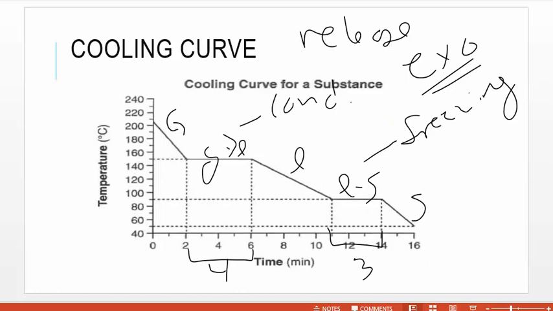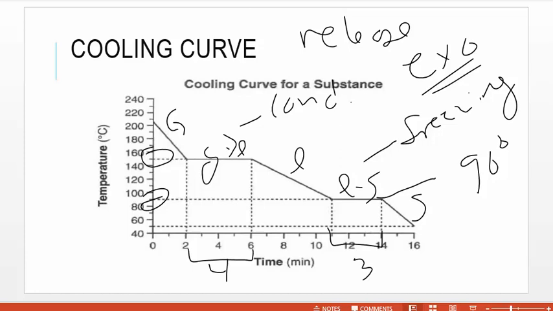Just a couple more points I want to make here. Liquid to solid is freezing, so what is the freezing point of this substance? Looks like to me it's 90 degrees Celsius. And gas to liquid, that is the condensation. So what is the condensing point? 150 degrees Celsius.